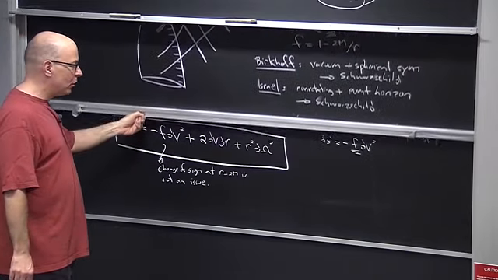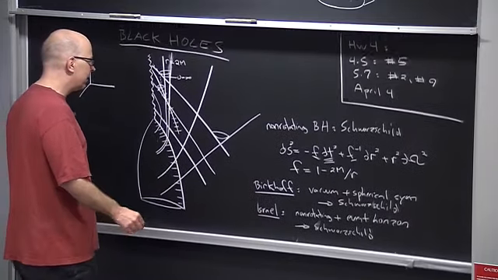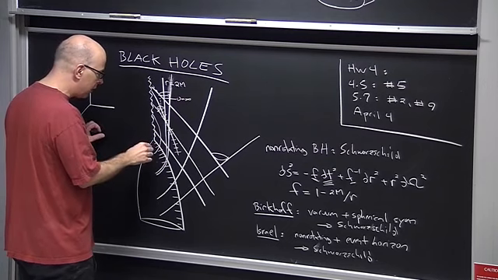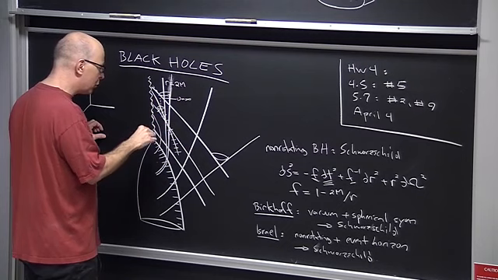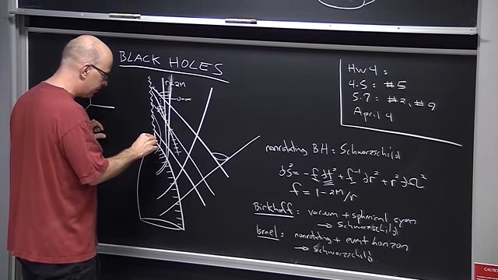What happens if you're inside the black hole where f is negative? If you're at an r equal constant, if you're an r equal constant observer inside the black hole, I'm not sure if I can draw this.